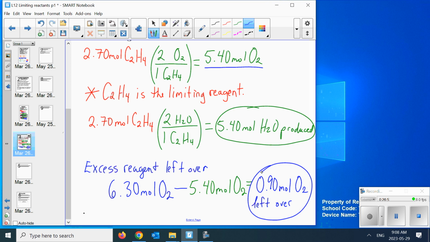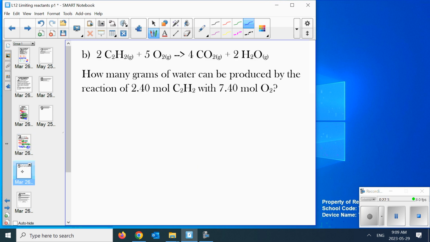Should we get you to try some on your own, or should I go through another example? He says example, other people? Okay, we're outnumbered. We'll do one last example. Are you going to save it for tomorrow?